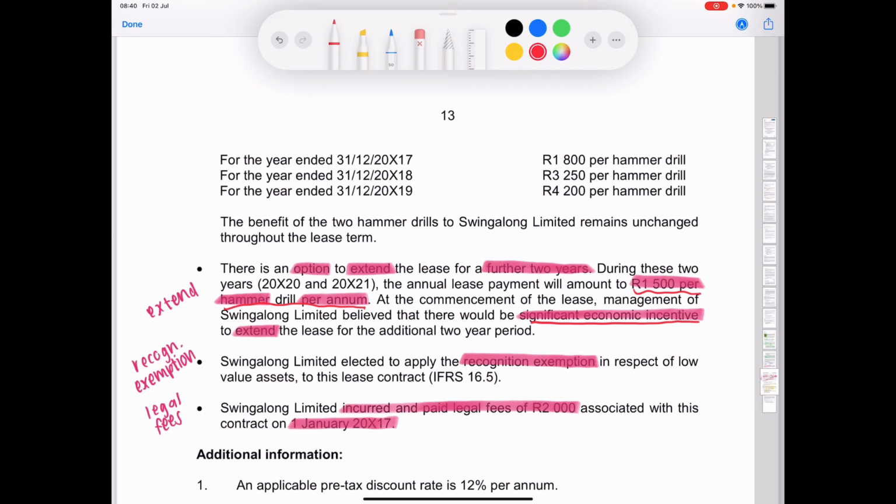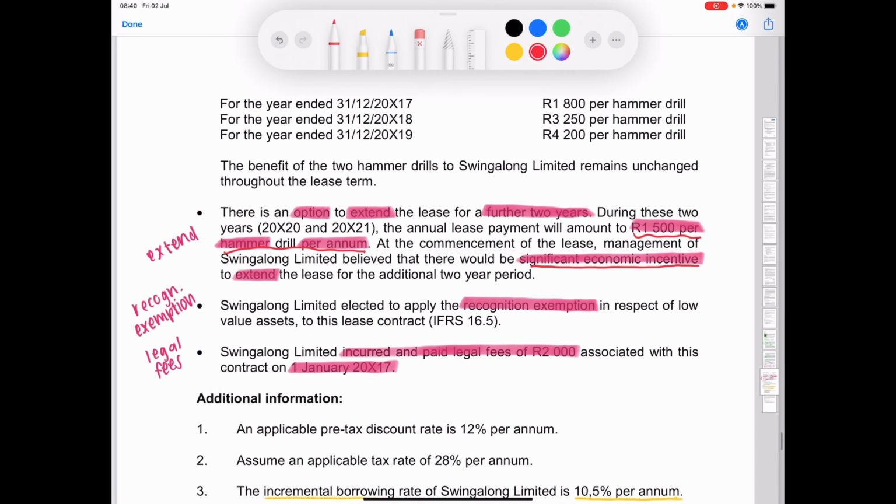Okay. The next part is also very important, where they tell you that Swingalong Limited elected to apply the recognition exemption. So this means that you are not going to recognize a lease liability or right of use asset at the commencement date of the lease. You are going to recognize a lease expense over the lease period using the straight line method.